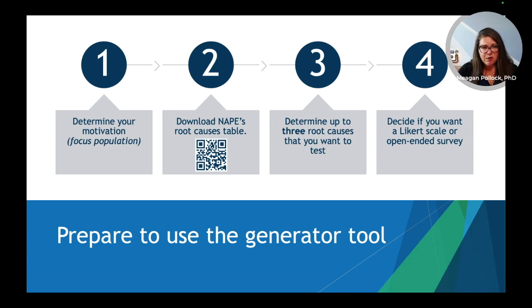Now, I want to help you prepare to use the generator tool. Over the next couple of minutes, I'm going to introduce how you're going to figure out what's your motivation and why you need this for the form. The next key thing you need to do to use the generator tool is to download NAPE's root causes table. I'll tell you a little bit about that.